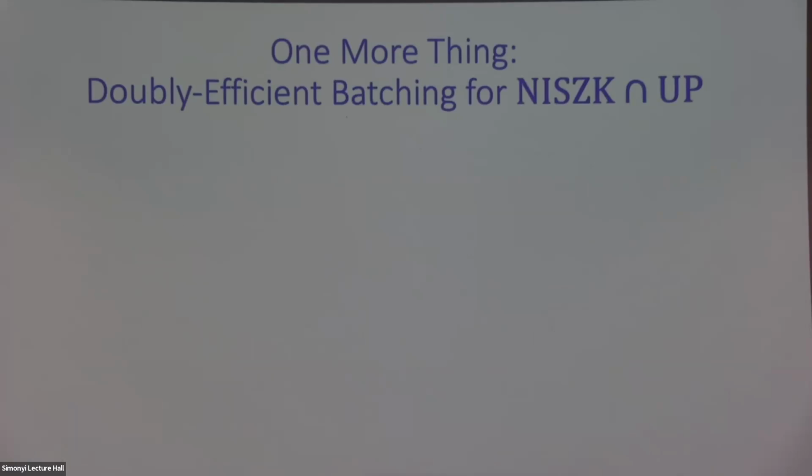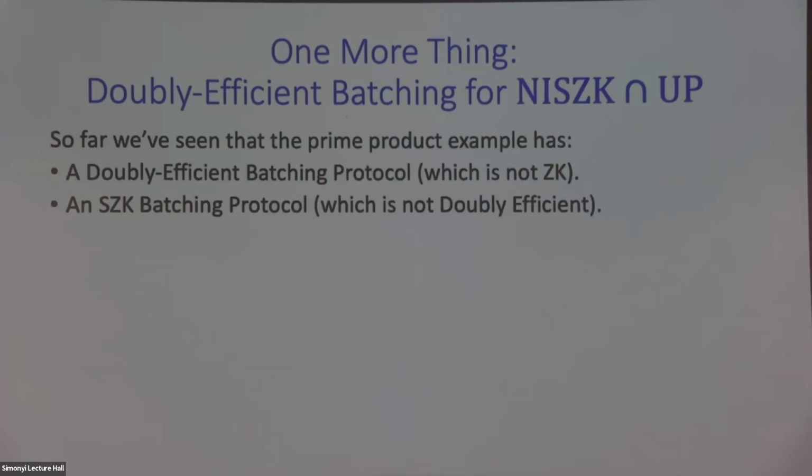So very briefly, because I'm out of time. What we showed in the first part of the talk was a doubly efficient batching proof for UP. In the second part, we saw an SZK batching protocol. The point I want to make is that the first result, the positive result for UP, which I didn't show you, the protocol is very not ZK. And the second protocol is very not doubly efficient because it requires inverting, right? Even for the permutation example, it requires inverting the permutation. So we have two protocols, each of them solves one of our problems, but not the other. And it would be nice to have a single protocol that does both.